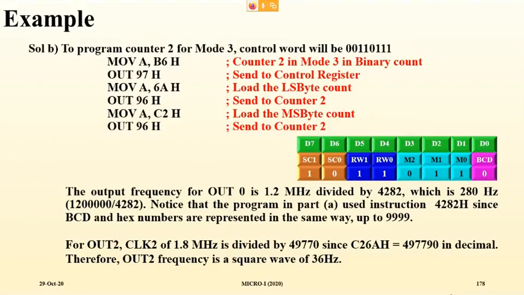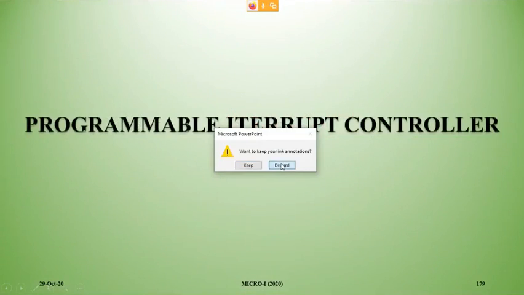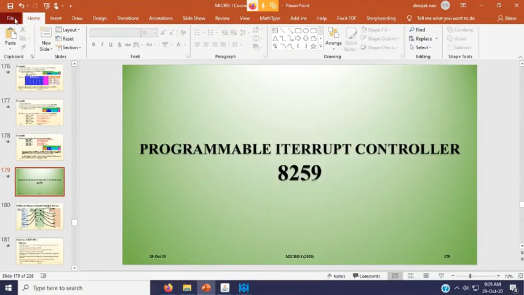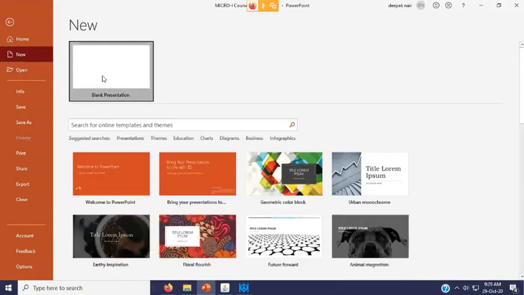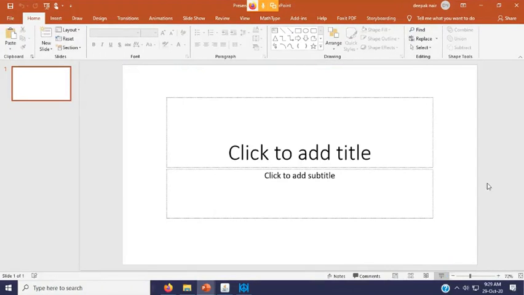Go on. Wait a second, I will use the slide itself rather than using this, because again it will go low. Discard. Okay.